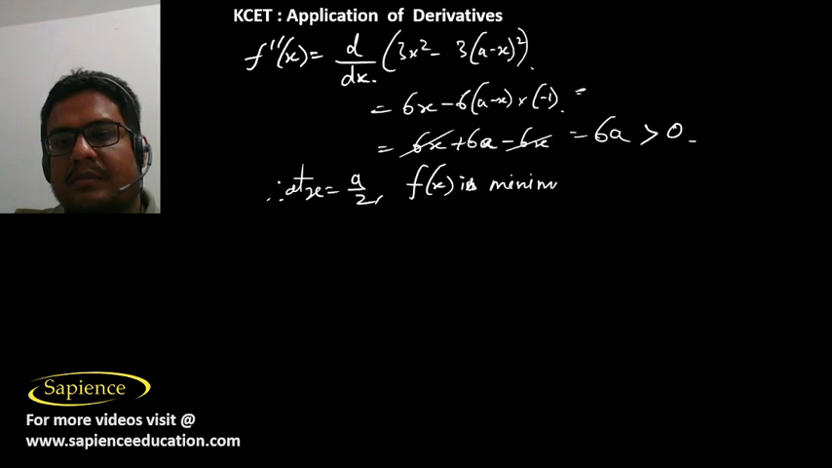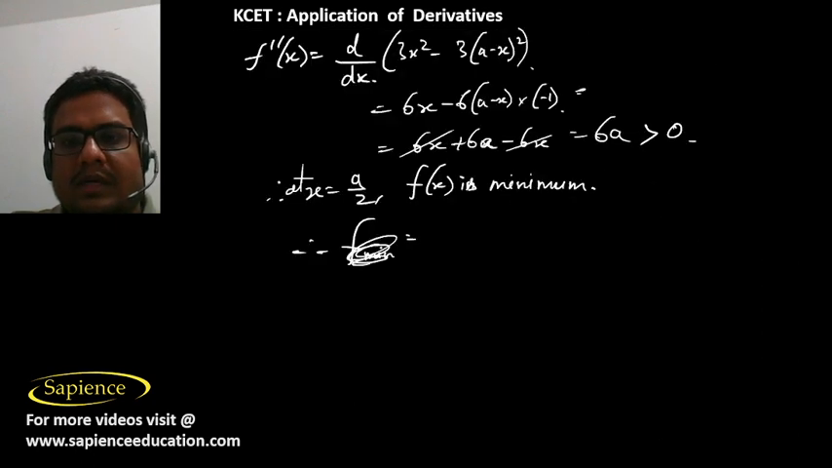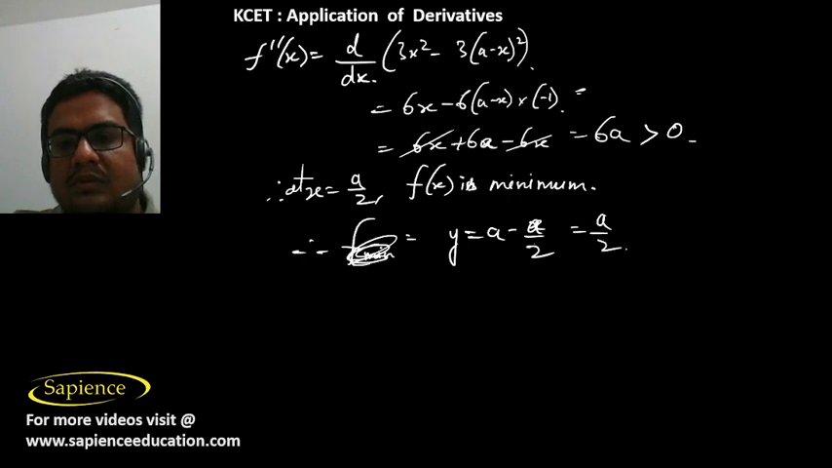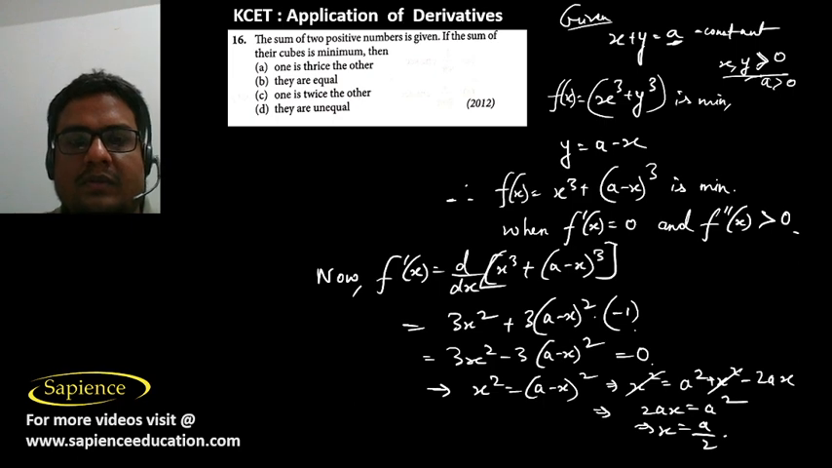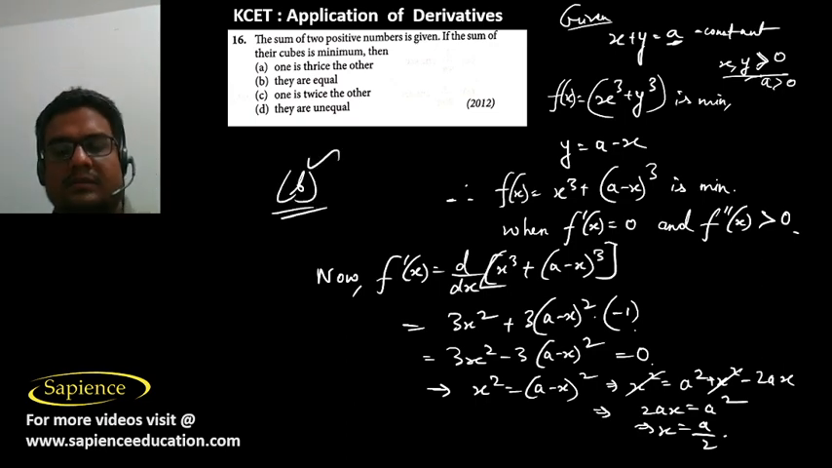So we have to say that the sum of the cubes is minimum when y is equal to a minus x, which is a minus a by 2. That is also a by 2. Therefore y should be equal to x, then only their cubes is minimum, so they should be equal. So option B is the correct answer.